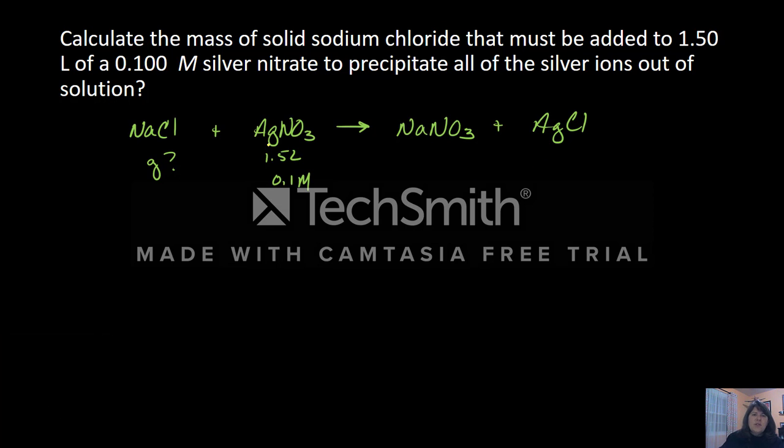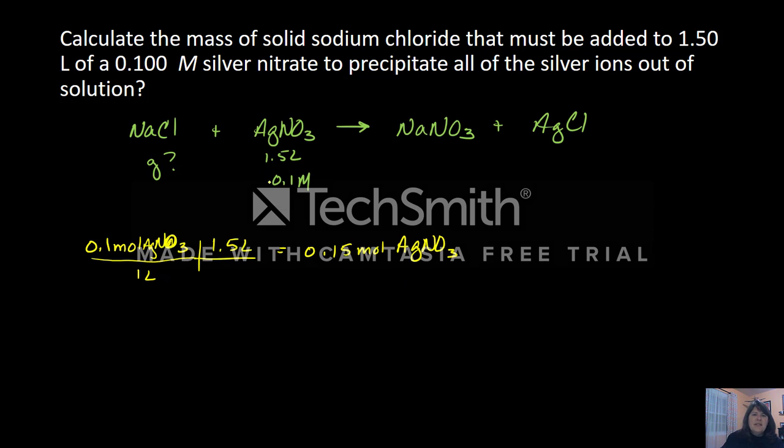Well, if you guess the first thing we need is the number of moles here, you're right. So we have 0.1 moles of silver nitrate in 1 liter. And I'm going to multiply that by 1.5 liters, which then gives us 0.15 moles of silver nitrate.